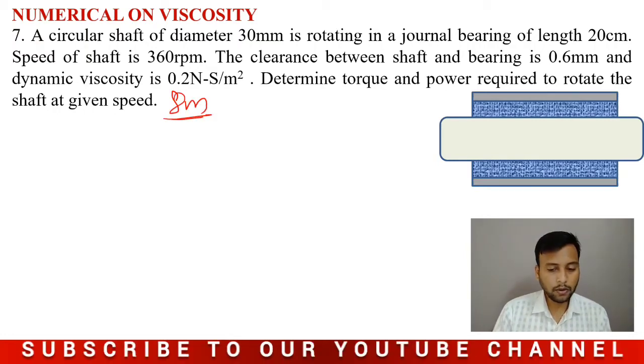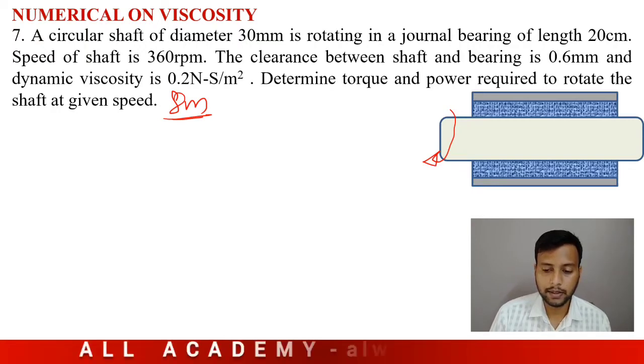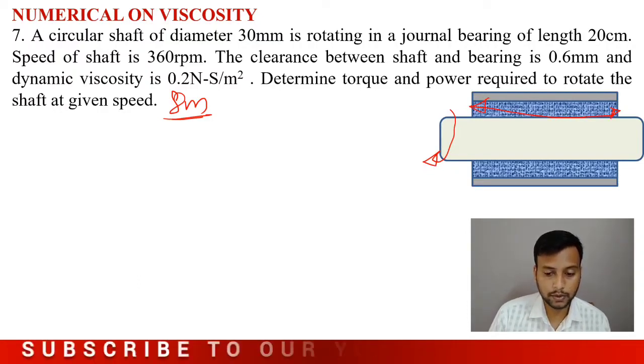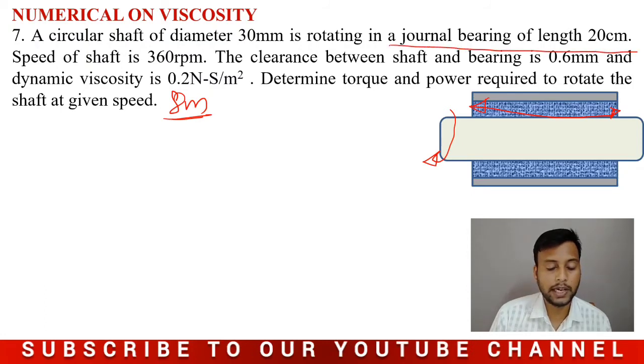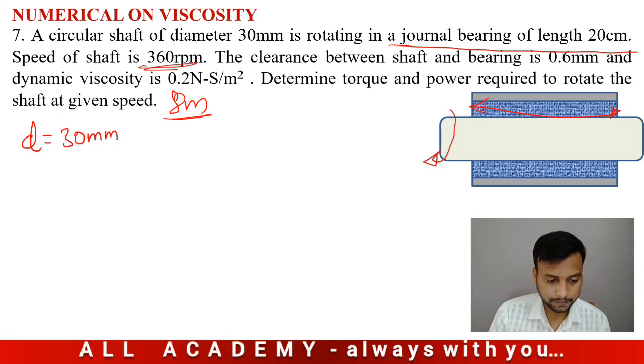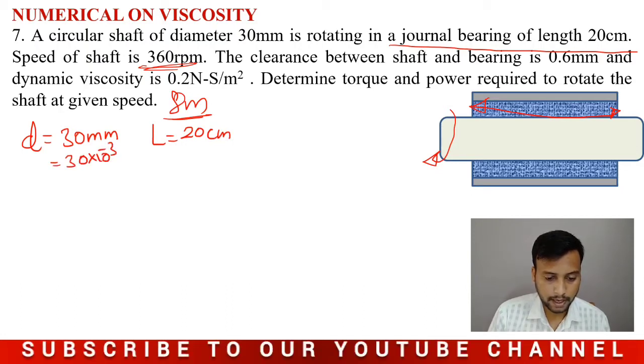Now, he says that there is a circular shaft which is rotating in a journal bearing of a given length. So he has given the length of the journal bearing. It is not the length of the shaft, it is the length of the journal bearing. Please note that it is the length of journal bearing, 20 centimeter. And the shaft is rotating at an rpm. Diameter is given as 30 mm, length is 20 centimeter. Just convert these values: 30 into 10 raised to minus 3, and here it is 20 into 10 raised to minus 2.